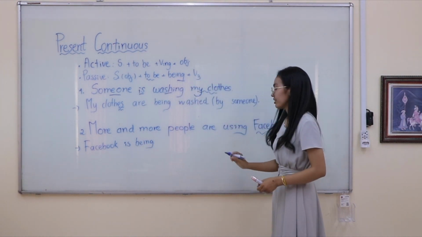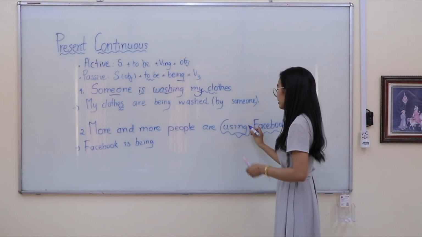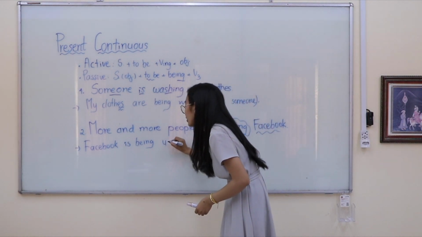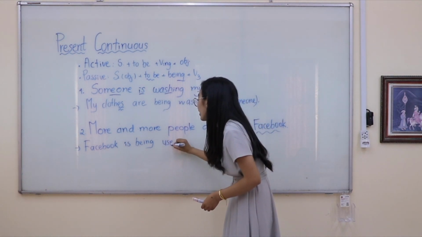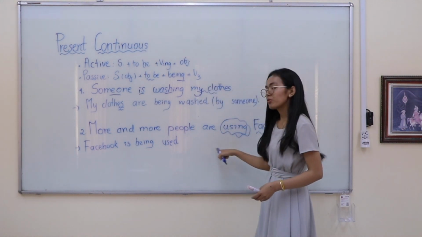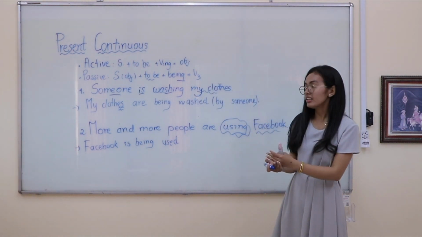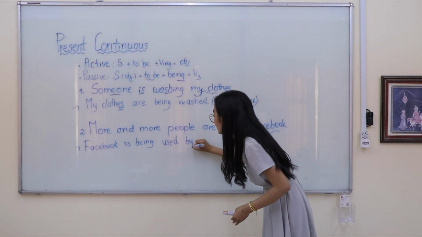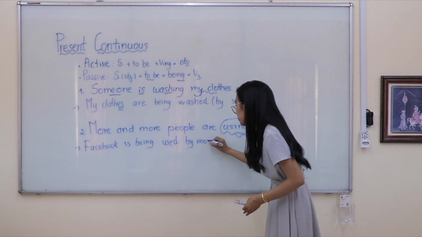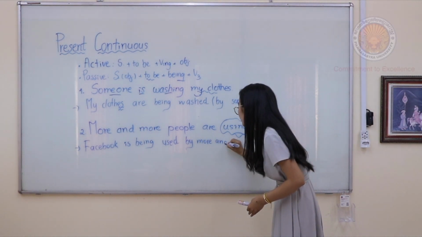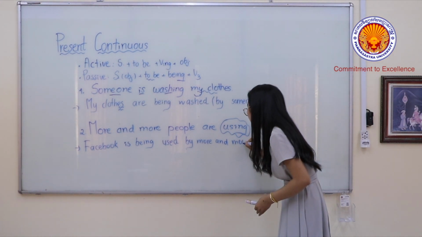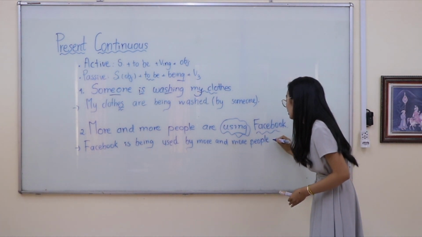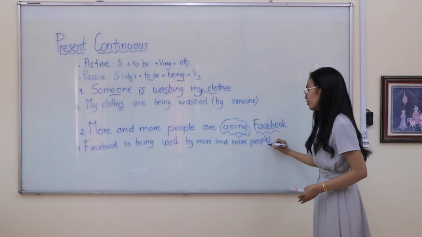Where is verb 3? Which one? Right here. So we will need to change using to verb 3. And we will add d instead of ing. So Facebook is being used. So that can be the answer. Or you can use like this one. You add by more and more people. But again, that is optional.